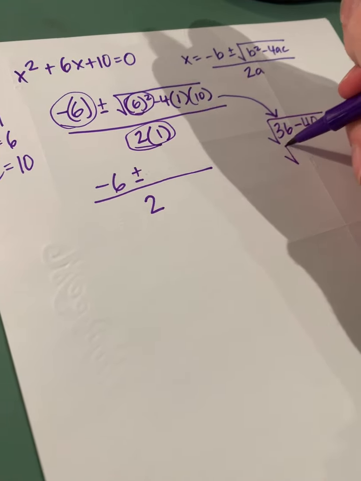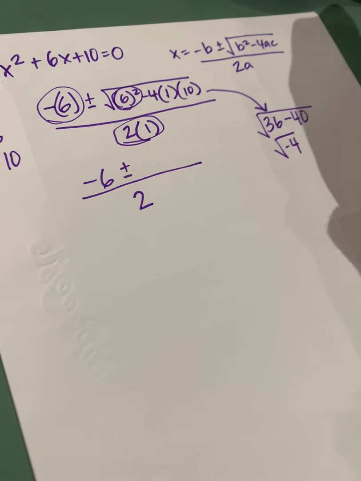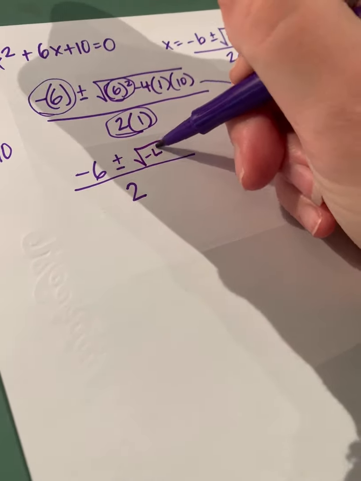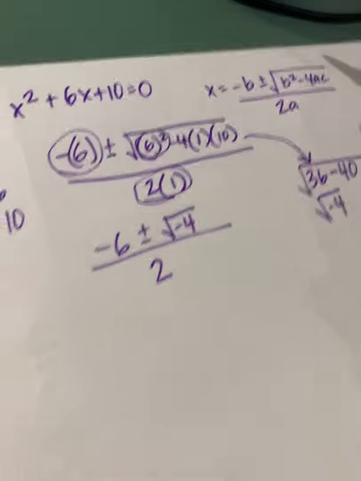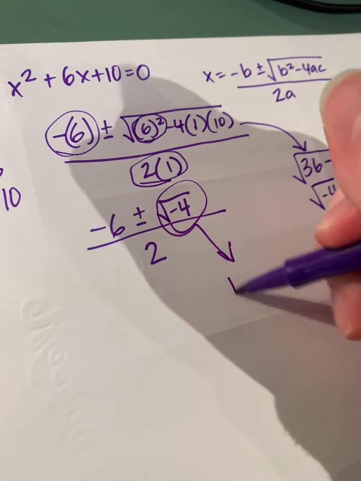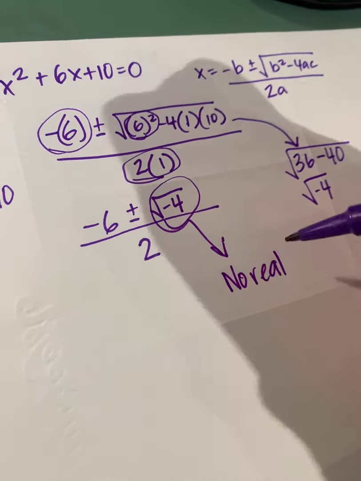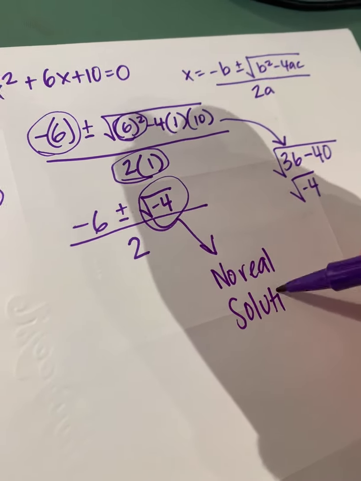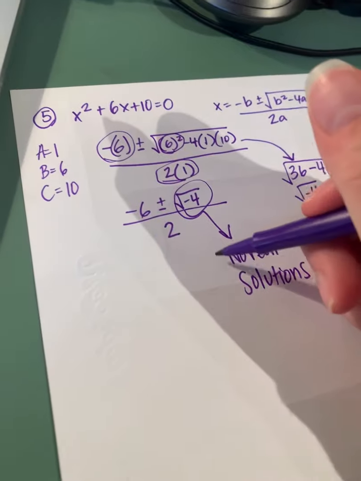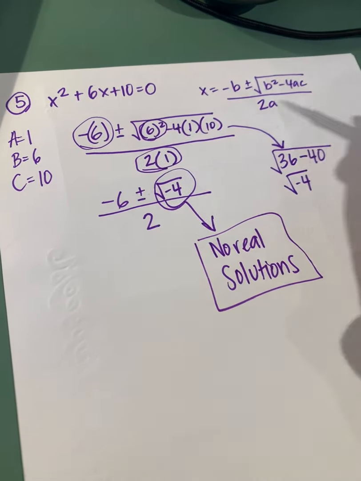36 minus 40 would be the square root of negative 4, which is undefined because you can't take the square root of a negative. So as soon as you see this, you could say no real solutions. So this is the only one in the first part, numbers 1 through 8, that has no real solutions.